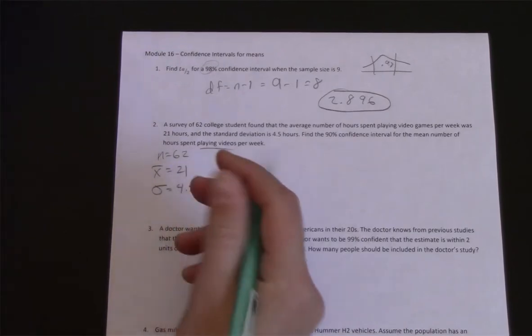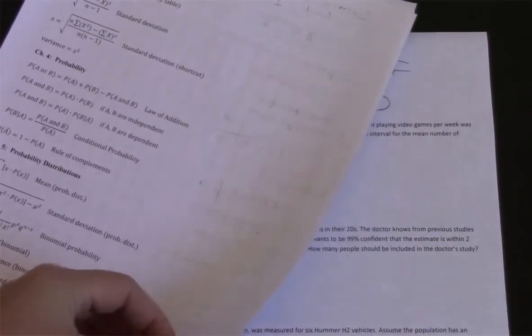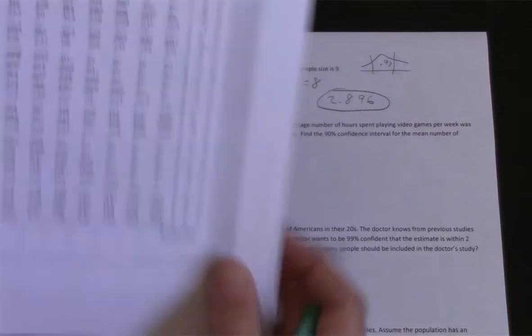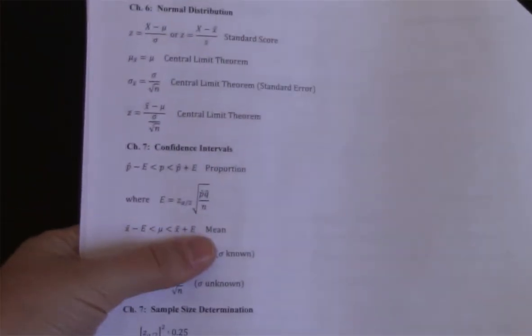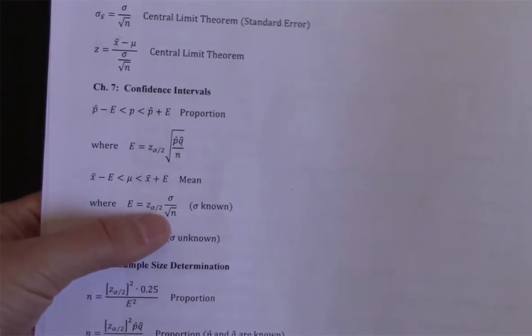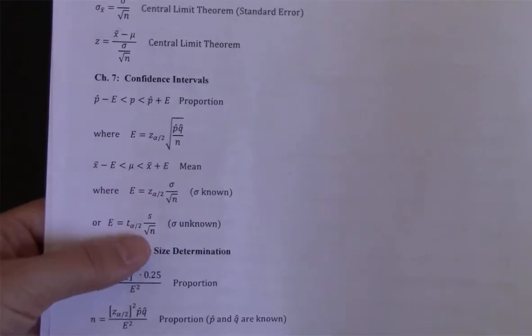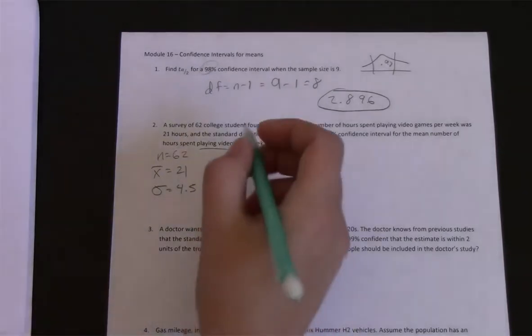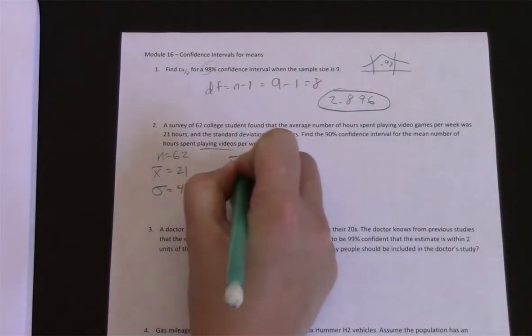Okay, so if I go to my formula sheet, I'm doing a confidence interval right now for a mean, so I'm using this one. Now, am I using sigma known or sigma unknown? Well, because my sample size is big enough, I'm going to use sigma known. If my sample size was small, I would have to use this one. Okay, so let me go and write this down.